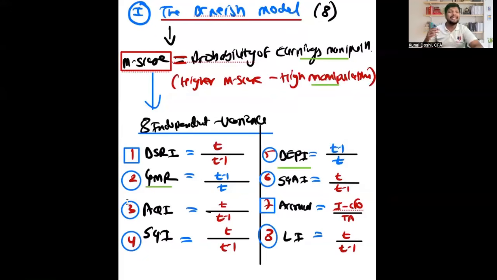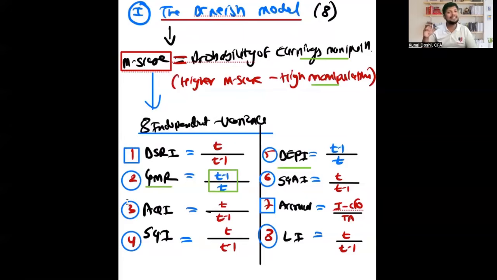For example, DSRI stands for days sales in receivables index. An increase in that will increase the score, right? Then the gross margin index, which is the ratio of the previous year over the current year. When this ratio is greater than 1, it means the previous year's margins were higher and current year margins are lower. If that is the case, that shows a higher probability of manipulation. Remember, all of these ratios increasing means a higher chance of manipulation.